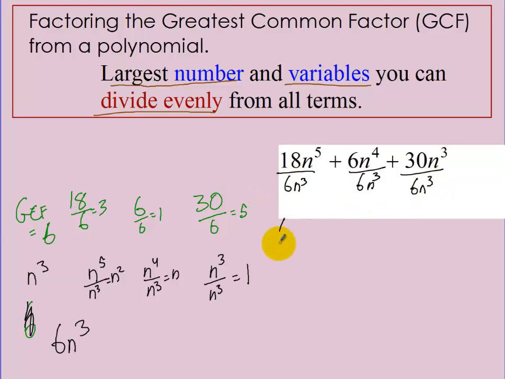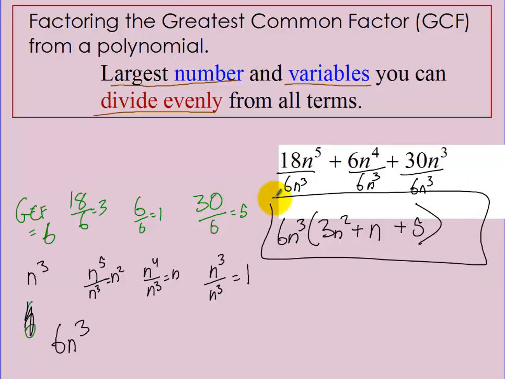So what's going to happen here, I got a 6n cubed coming out. 18n to the 5th divided by 6n cubed will be 3n squared. The next term, 6 divided by 6 will be 1, the numbers go away, and n to the 4th divided by n cubed is just n. And the last one, 30 divided by 6 will be 5, and n cubed divided by n cubed just goes away, so it's just a 5. So your final factored form looks like this, 6n cubed times 3n squared plus n plus 5.